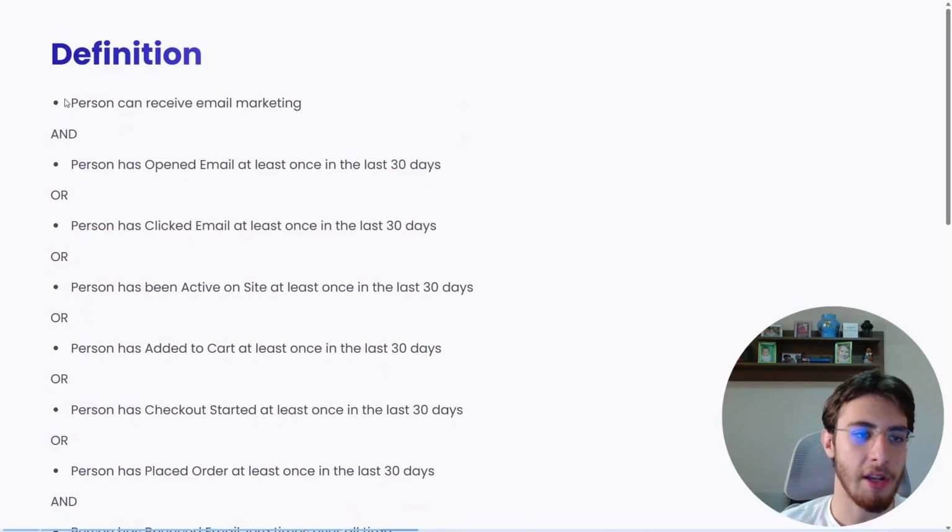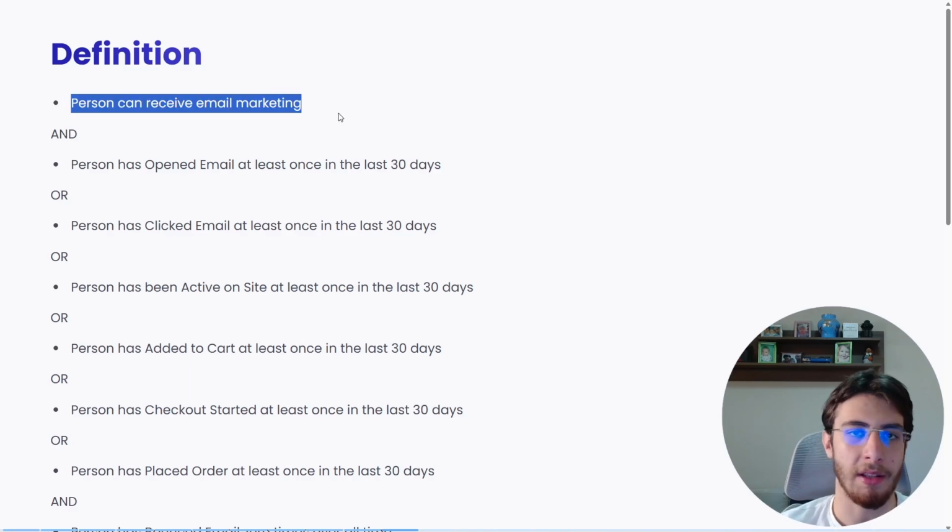So basically, person can receive email marketing. There are people on your list who did not opt to receive email marketing, but are on your list. For example, they bought something from you, but they did not opt in through a pop-up form, but you have their email address because they had to fill it in when checking out, right? So we're filtering those people out because they haven't opted in, right?